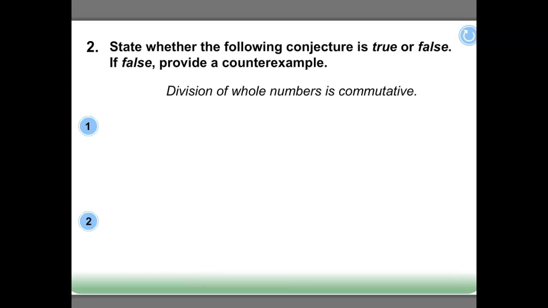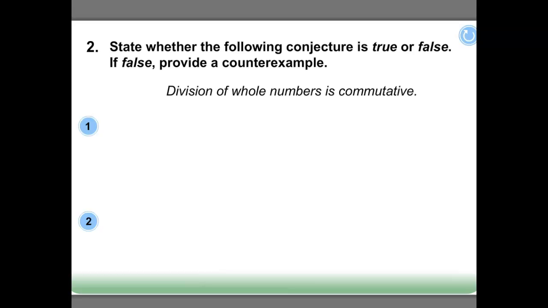All right, in the next example, we're actually asked not to define the property, but to say if the statement is true or false, and if it's false, you have to provide a counterexample. A counterexample is an example that shows that a conjecture is false, or in other words, the property does not apply. So this would mean that it doesn't work.